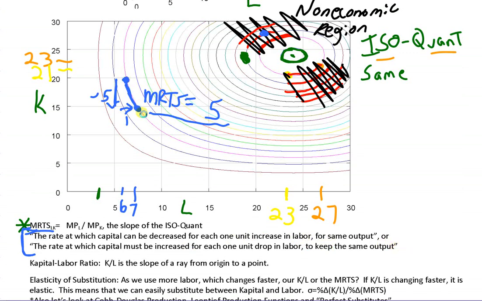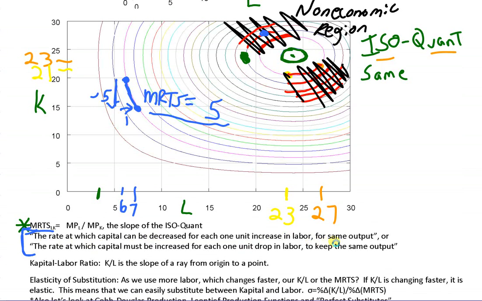We're on the pink line, which I think is 10, 20, 30 units of output, and we can get 30 units of output in this region either with 6 workers and 20 machines, or 7 workers and 15 machines. So the rate at which we can exchange workers for machines is 1 worker will replace 5 machines. So we can say here we can decrease 5 capital for each 1 unit increase in labor.